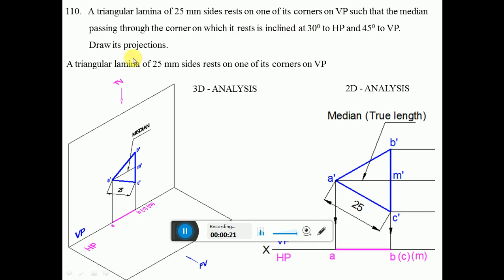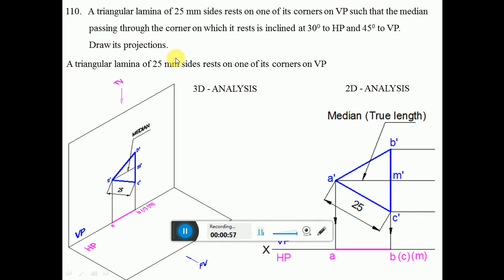So here a triangular lamina of 25 mm side rests on one of its corners on VP. Since he has given corners on VP, obviously we have to start the problem from the vertical plane. So he says one of its corners, so we are keeping all the corners on VP in the initial position. Since it is parallel to VP, I am getting the true shape here, and then the surface is perpendicular to HP, so you are getting a line here.